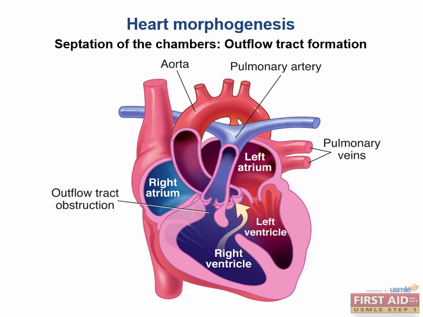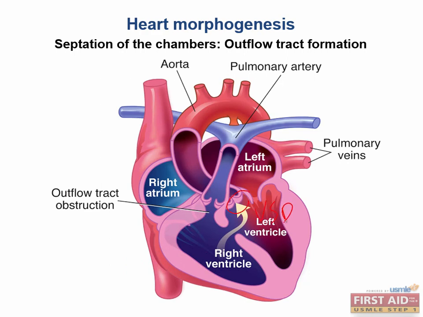And remember, eventually this increased work by the right ventricle will lead to right ventricular hypertrophy. Why? Because the right ventricle chronically is going to be pumping against the stenotic opening to the pulmonary circulation. The overriding aorta refers to the aortic outflow tract sitting directly over the VSD.